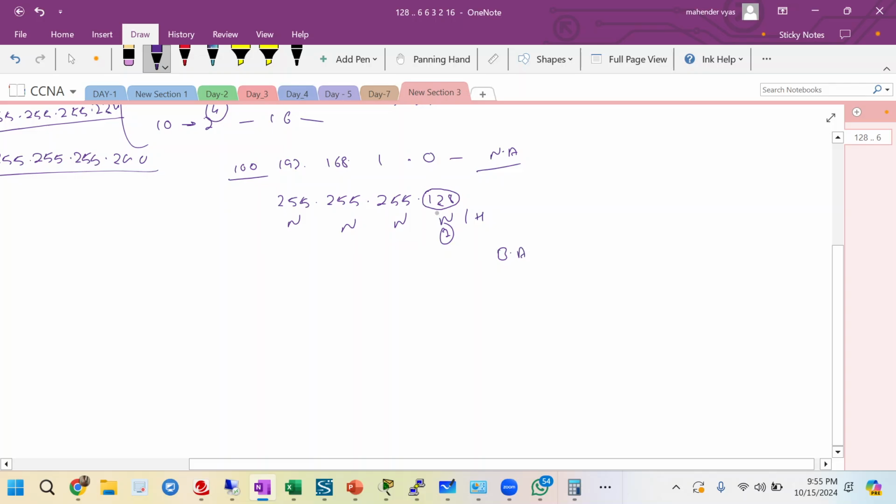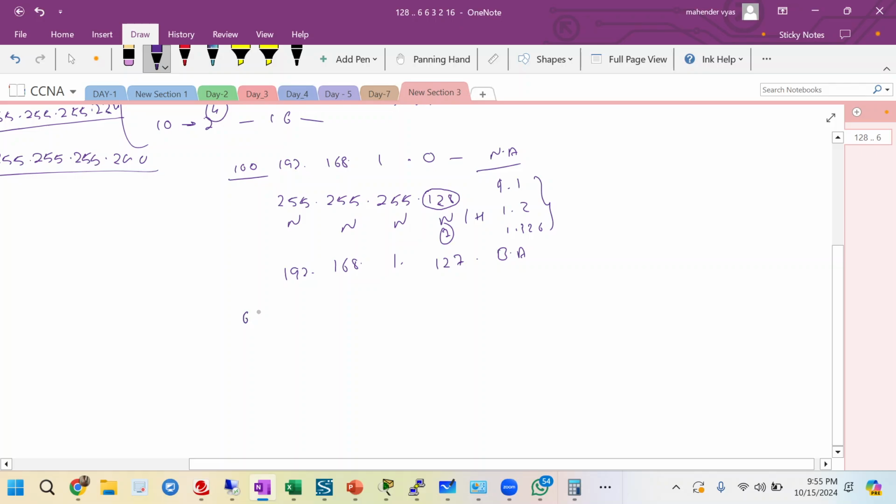0 plus 127, it would be 127. The numbers are 128. So 192.168.1.127 is my broadcast address. Now 1.1, 1.2 up to 1.126, these are my valid hosts for 100 users. See, for 100 I will get 128 addresses. 0 to 127, it is 128 addresses.